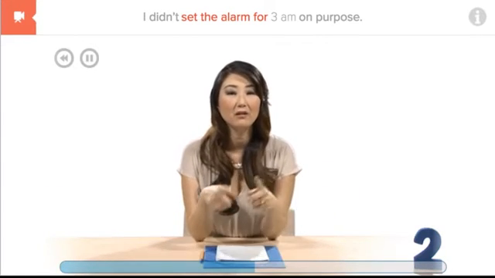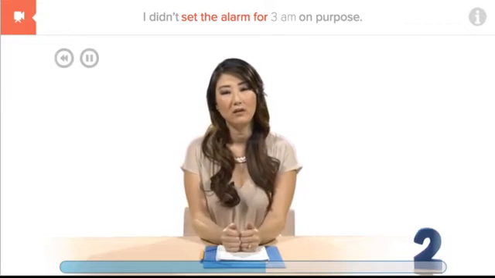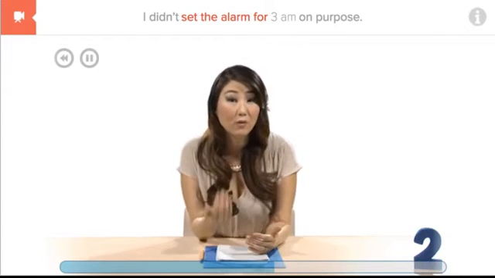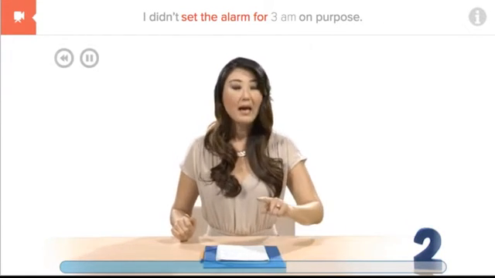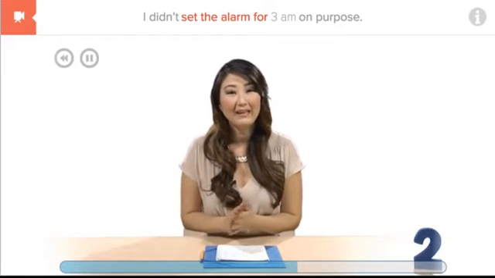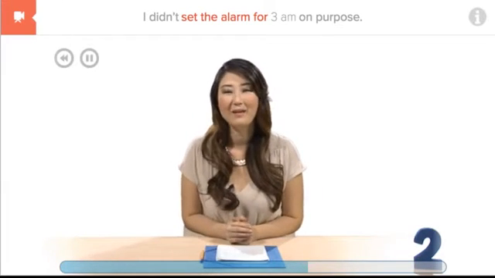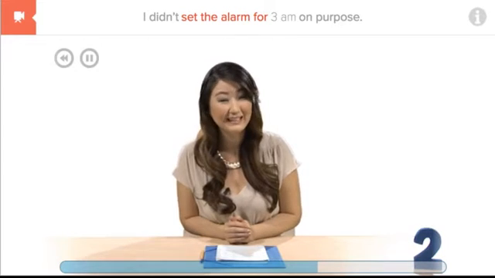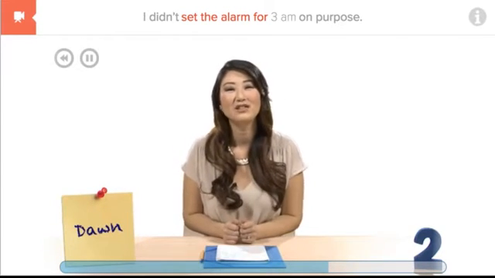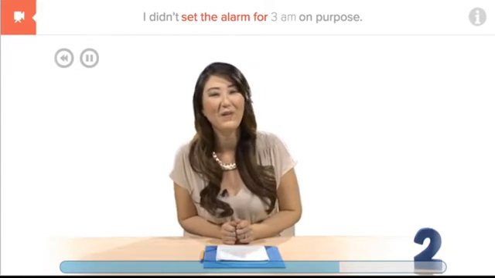I set the alarm for 9 o'clock. I set the alarm for 7 o'clock. Okay? And the word of the day, la palabra del día es amanecer. ¿Cómo se dice amanecer en inglés? ¿Lo sabes? Es dawn. Repeat. Dawn. Okay, muy bien.